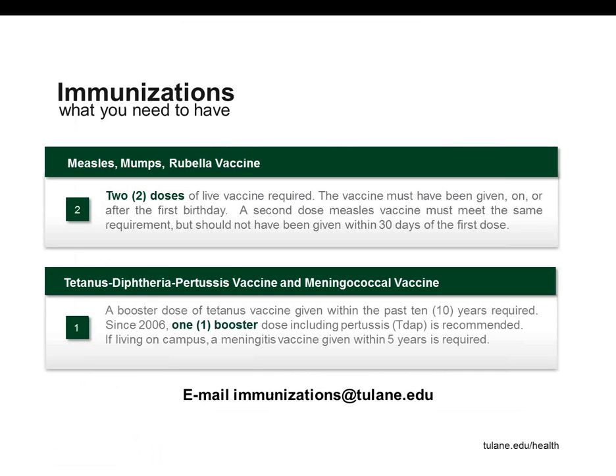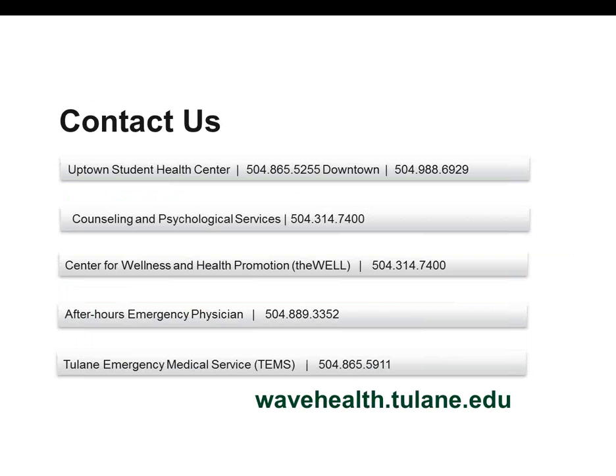Hopefully this has been taken care of already, since they'll be on campus in about a week, but they do need 2 measles, mumps, and rubella vaccines. We do need 1 tetanus, preferably tetanus with diphtheria, and every student needs a meningitis vaccine given within 5 years. There are some of the direct numbers to some of our departments. So just take a minute and write some of that down.